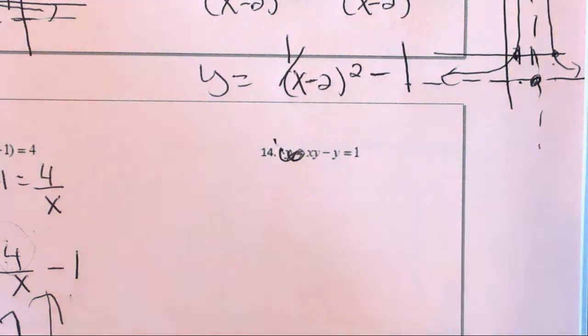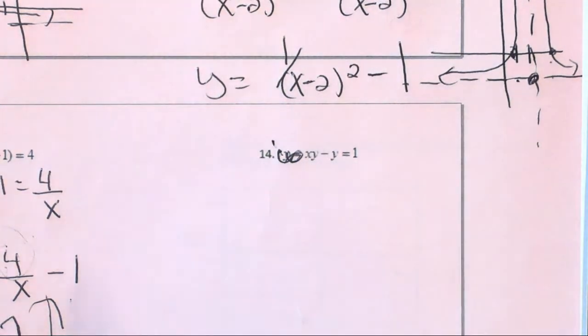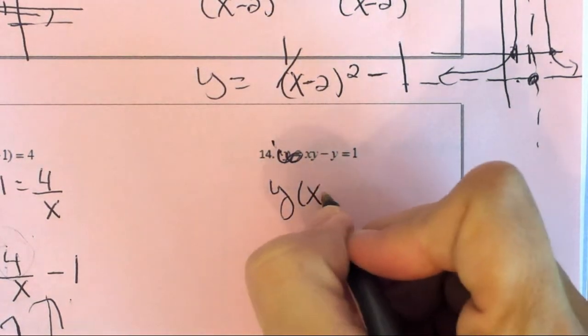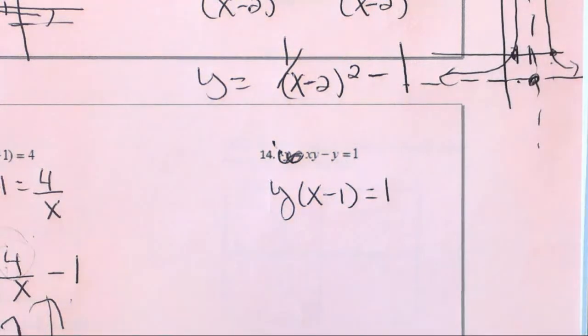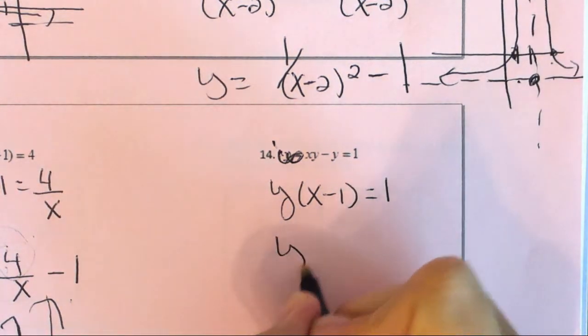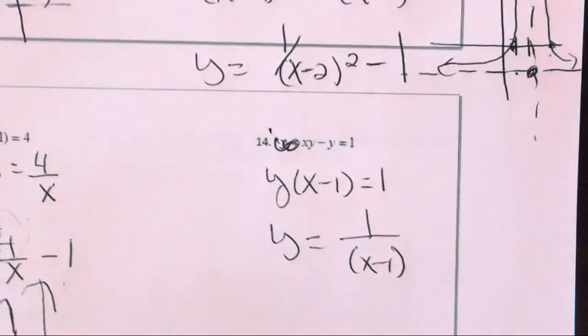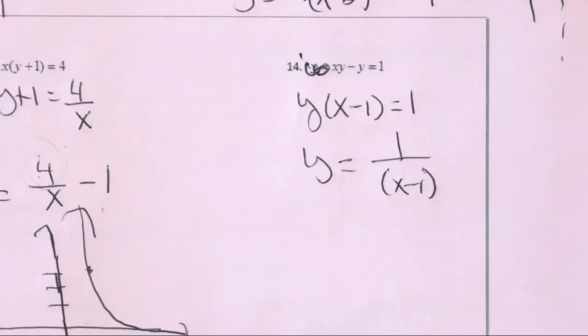I have xy minus y equals 1. So we're going to try to make it look a little like this one over here that we just did. I'm going to factor out my y, and I get y(x minus 1) equals 1. And then I'm going to solve for y. So y equals 1 over x minus 1. So now I can see that it's a reciprocal function.